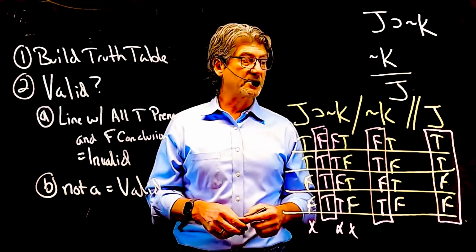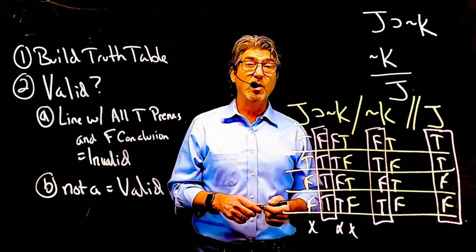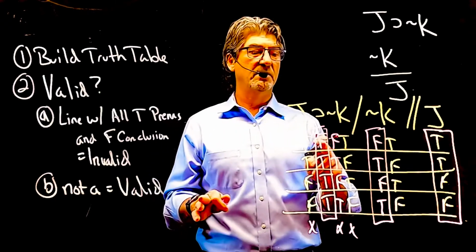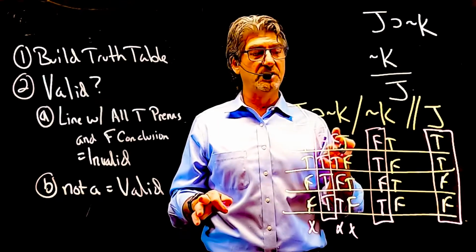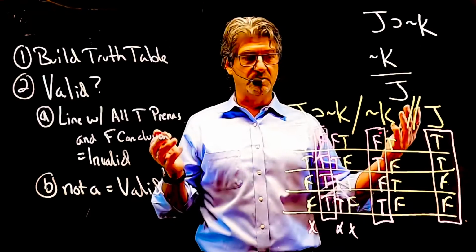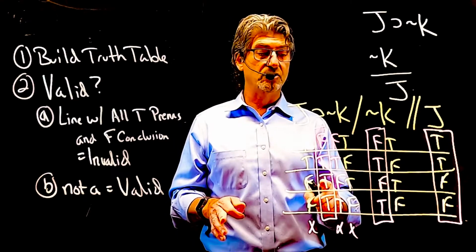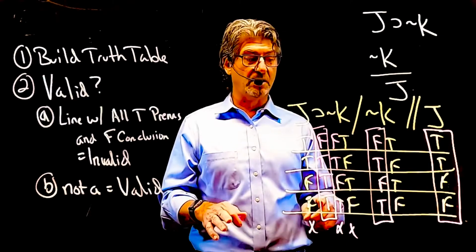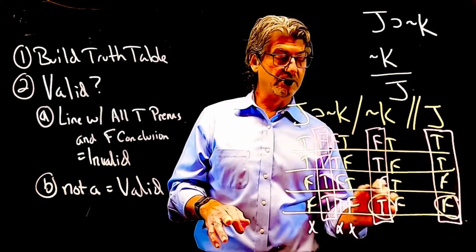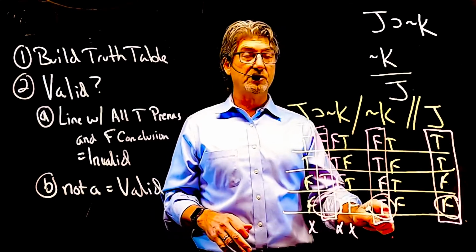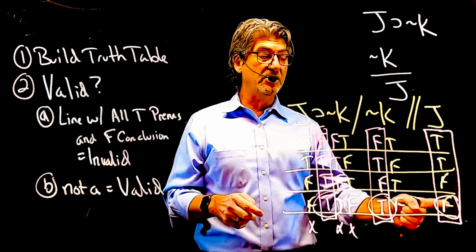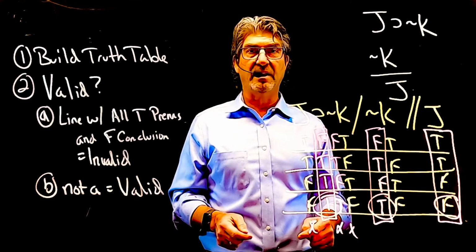So let's go down through this. Is there any line where all the premises are true and the conclusion is false? Well, let's look at the first line. False premise. No, you don't have all true premises, you have a false premise. The next line, true premise, true conclusion. Didn't break the rule. Next line, true premise, false premise. No problems there. The last line, true premises, false conclusion. There we go. There's our problem. If you have all true premises and a false conclusion, then it's invalid. Now, if we had worked this out and you didn't get a line like this, it would have been valid.